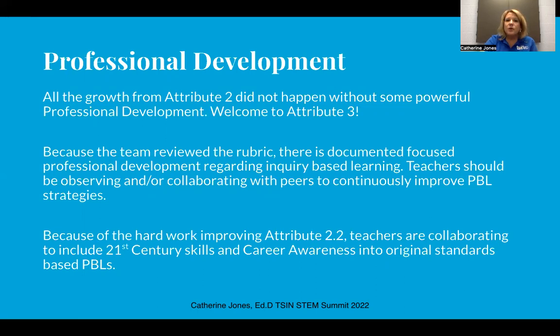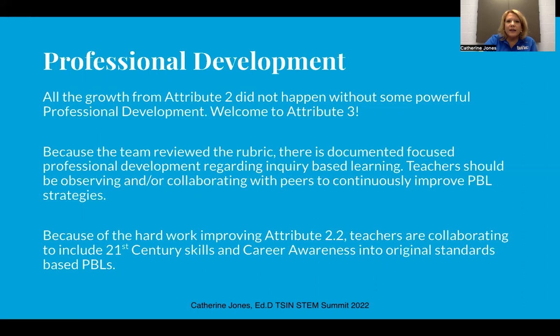So as you were improving those areas in attribute 2, you probably said, hey, we need professional development in this area. How are we training teachers? What are we going to do? Reach out to your regional STEM hub for training, maybe TSIN training. So think through all of those experiences.